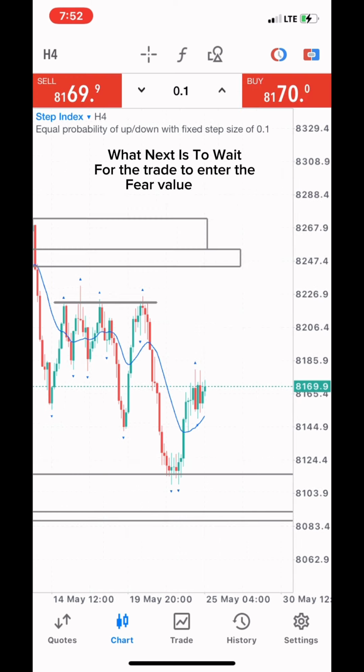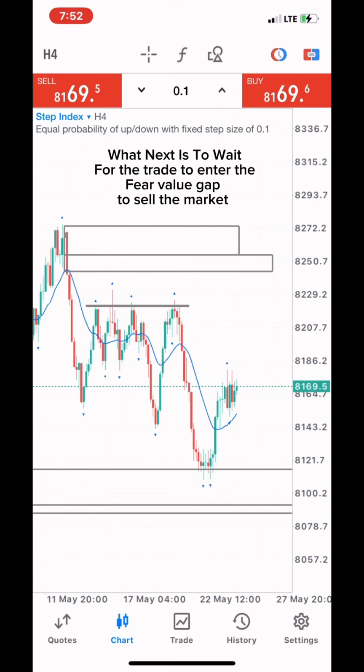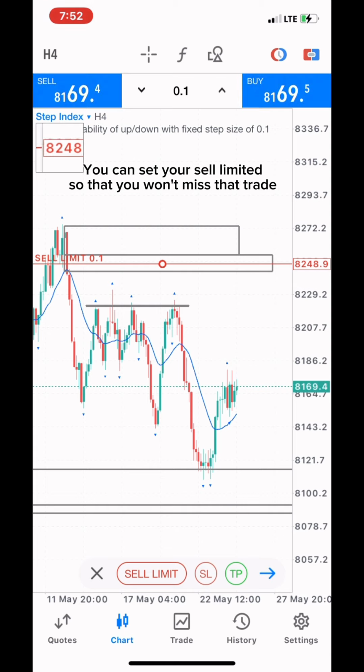What's next is to wait for the trade to enter the fair value gap to sell the market. You can set your sell limit so that you won't miss that trade.